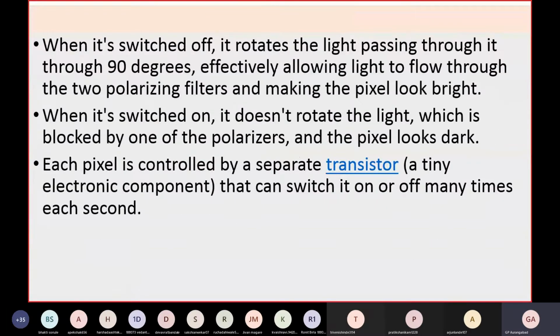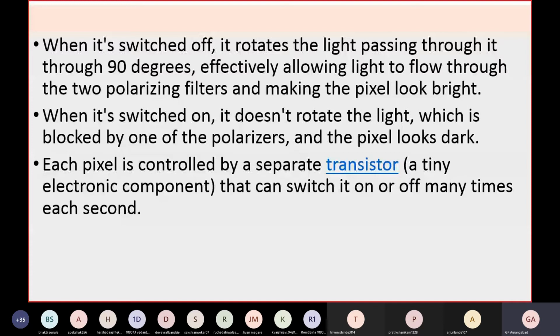When it is switched off, it rotates the light passing through it through 90 degrees, effectively allowing light to fall through the two polarizing filters and make the pixel look bright. That means whenever your pixel looks bright, you have not applied any voltage. You can switch off the pixel whenever you pass certain light through this, but that means you have to apply certain voltages.